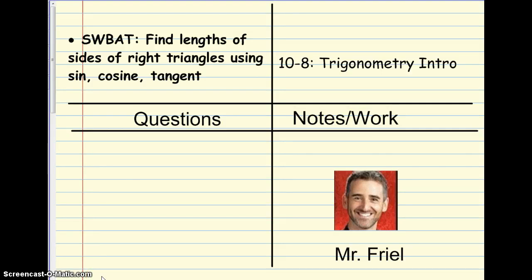Today's SWABAT is find the lengths of sides of right triangles using sine, cosine, and tangent. This is lesson 10.8, Trigonometry Intro.